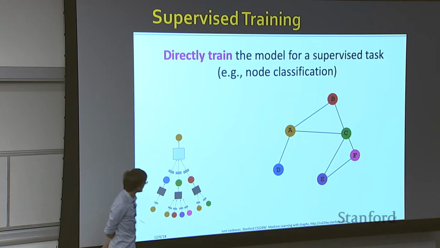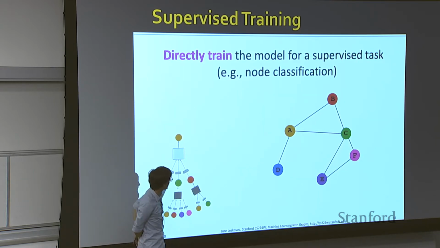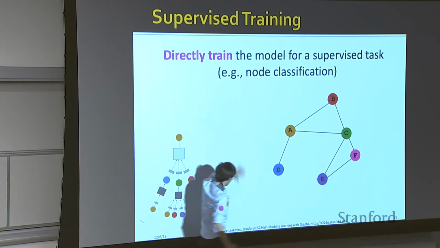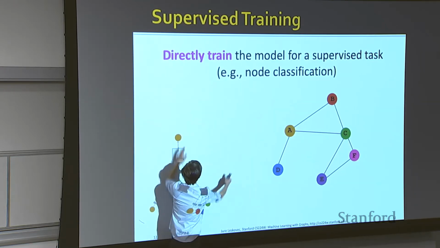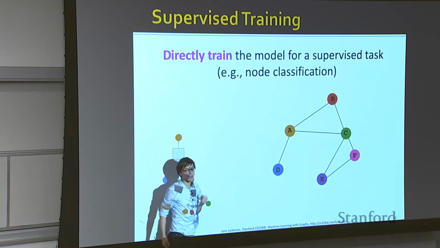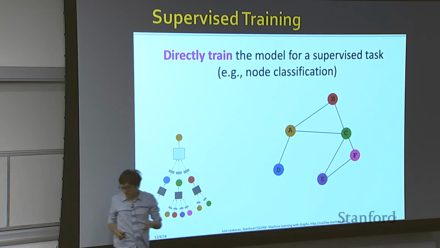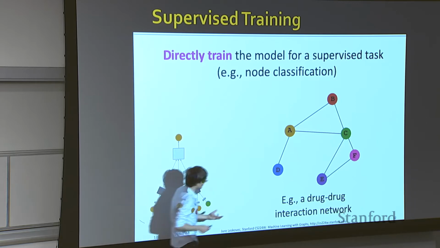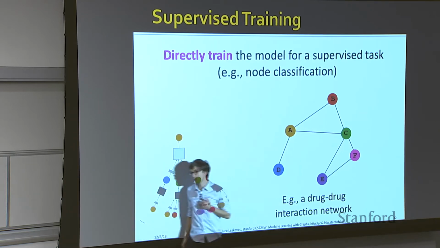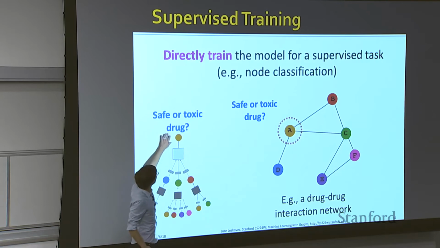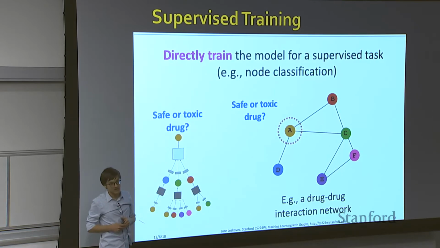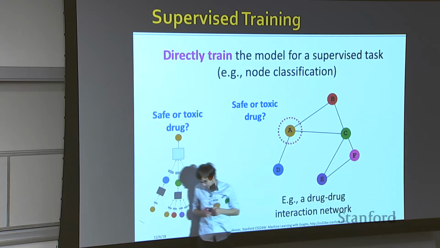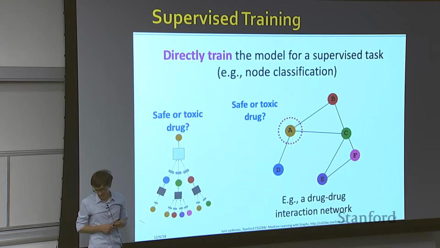What I can also do, if I want to do, for example, link prediction, is take pairs of nodes, and I would have pairs of neural networks here that are then connected to the final output node. So I can play with these architectures in many different ways. For example, if I had a drug interaction network, then the label could be whether a drug is safe or toxic. So I'm trying to make a prediction about whether this drug is safe or toxic.